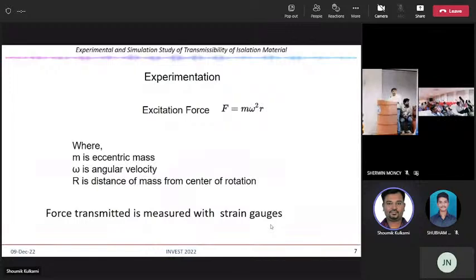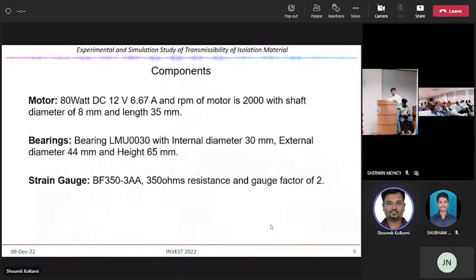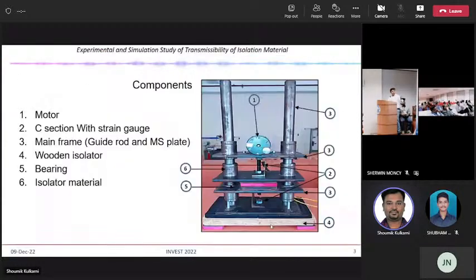As Shamim ma'am already told, we are changing the mass and the angular velocity of the disk using a motor. If we go on to this slide, as you can see on the top we have the motor, and there is a disk with one aluminum mass present on it.